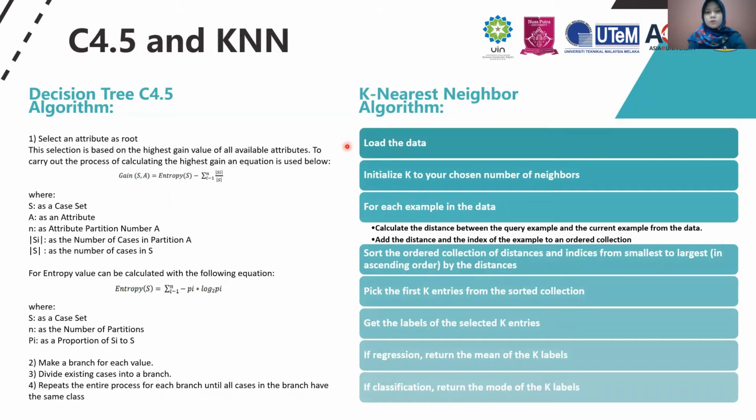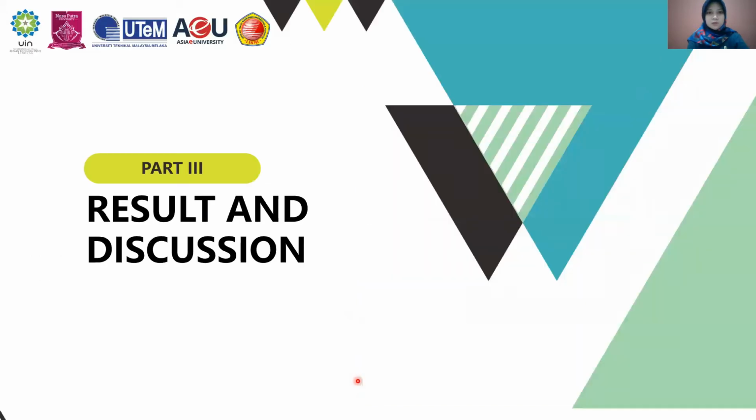Begin from load the data, initialize the k value, then we sort the ordered collection of distance from the smallest to the largest, and pick the first k entries from the sorted collection, and get the labels of selected k entries. If regression, then return the mean of the k labels. If classification, then return the mode of the k labels. And this is our result and discussion.